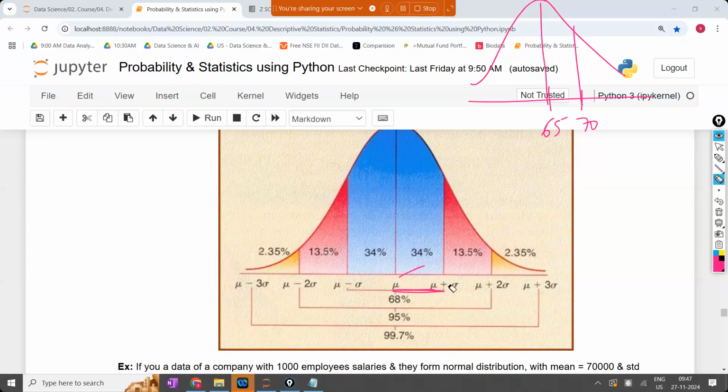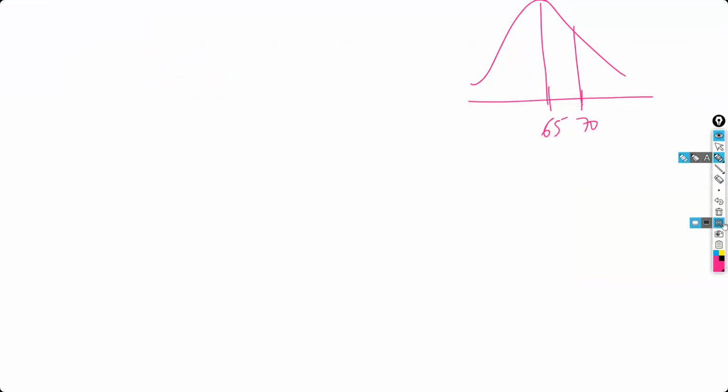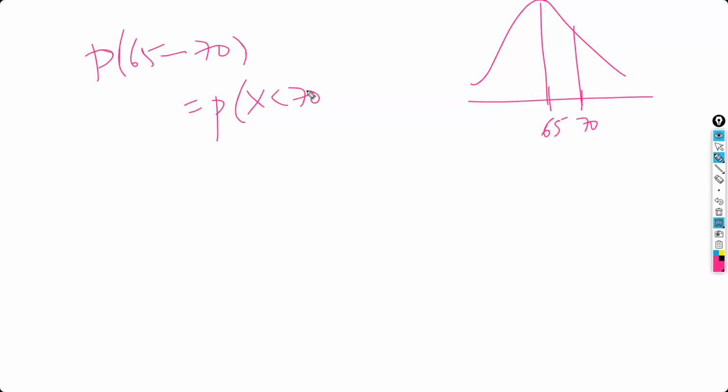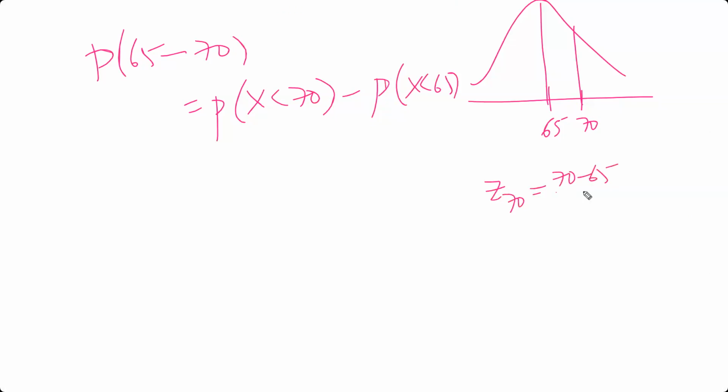How, sir? Try. Forget about this rule; this rule is not there. Generally, how do we calculate without this rule? What is the probability between 65 and 70? It is the probability of x less than 70 minus the probability of x less than 65. So let us calculate z of 70: 70 minus 65 divided by 5, which is 5 by 5, which is 1.